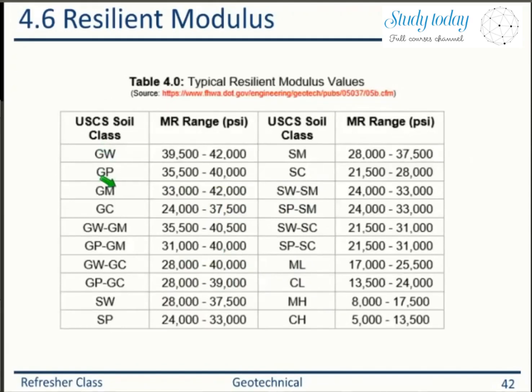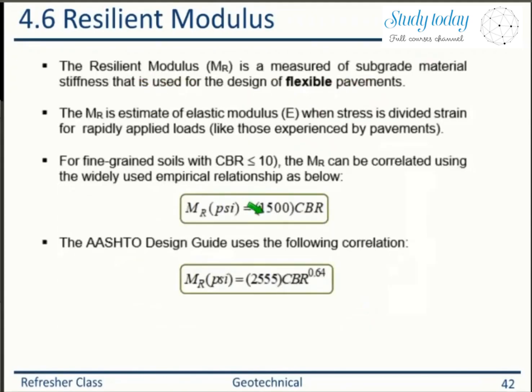Your resilient modulus based upon the soil type, from gravel to clay, from coarse grain to fine grain soil: as the grain size decreases, your resilient modulus values also decrease. So the higher the resilient modulus, the more it means the soil is coarse grain soil. Yes, resilient modulus is 1500 CBR, correct. That's what you saw here, right?